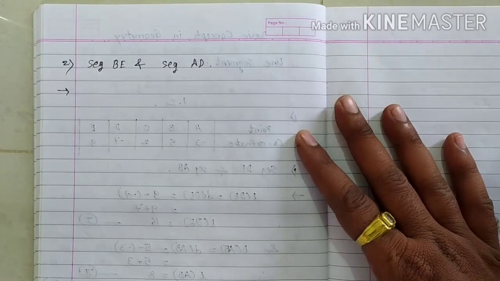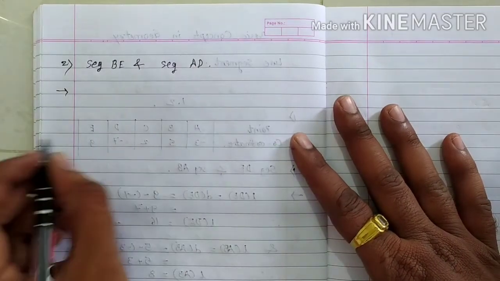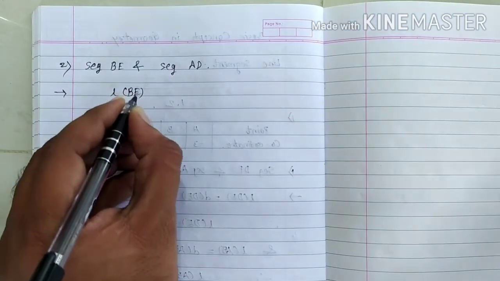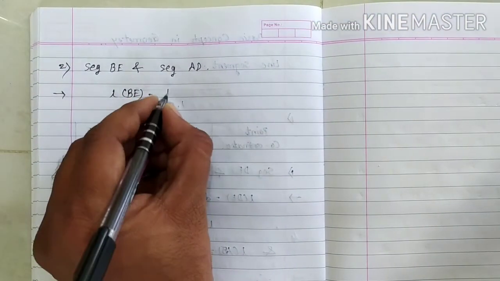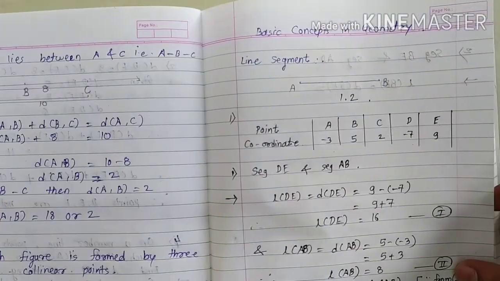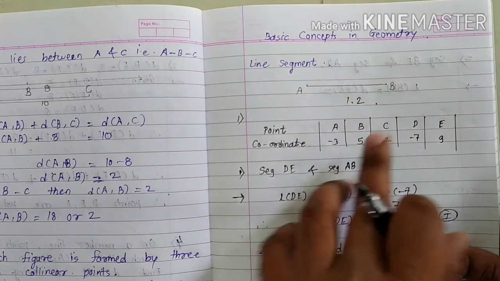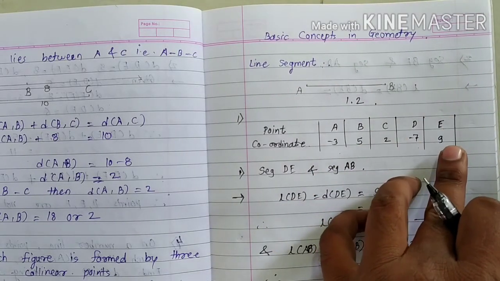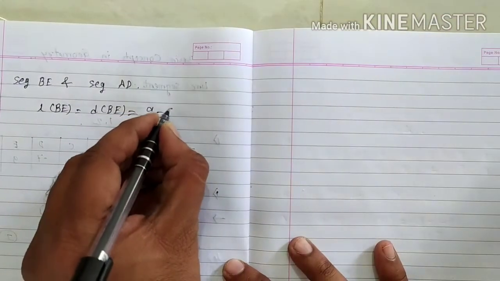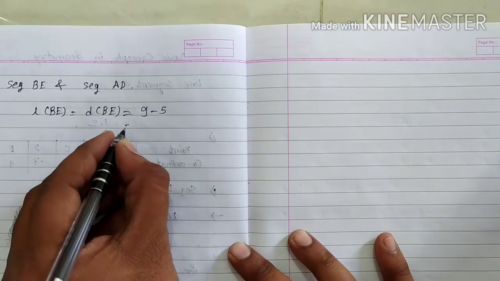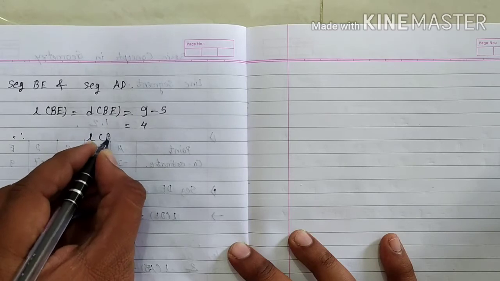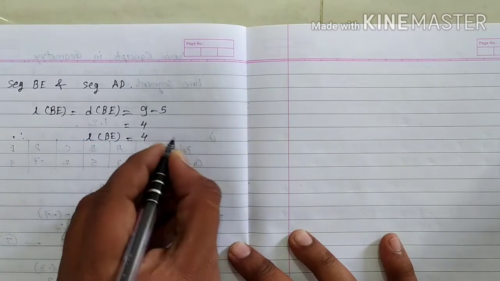Now the second example we have to solve, segment BE and segment AD. First find the length of BE. Length of BE equals distance BE. Look at the table again. B has the coordinate 5, E has the coordinate 9. We subtract the smaller from the bigger one, so it will be 9 minus 5, that is 4. So length of BE equals 4. That is equation 1.